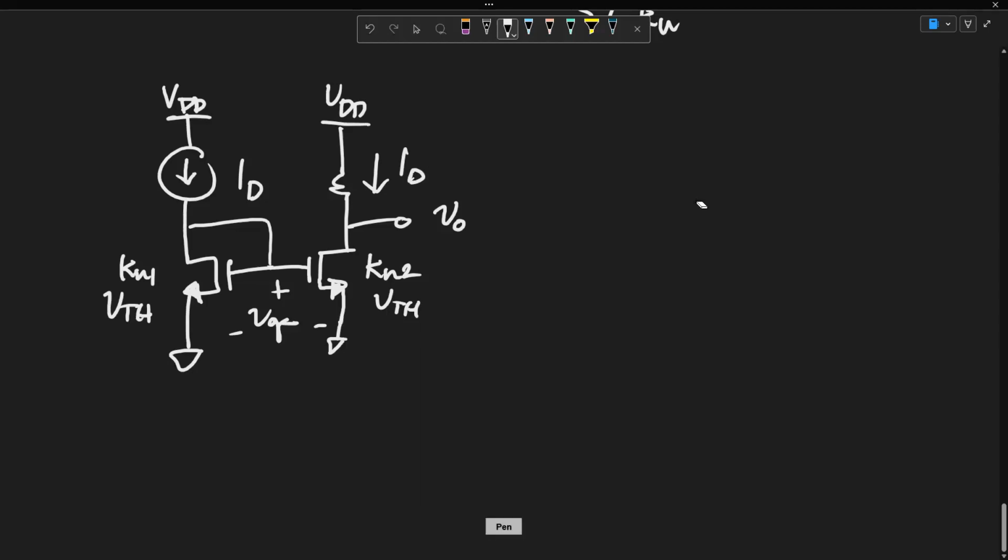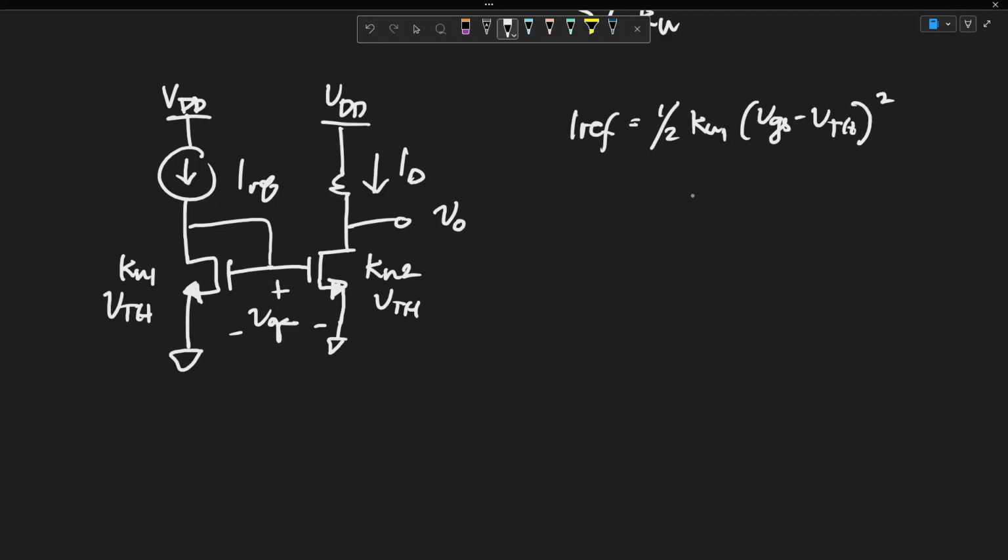Let's call this ID, and let's call this the reference current, no? So the reference current is 1/2 Kn1 (VGS minus VTH) squared, no? ID is 1/2 Kn2 (VGS minus VTH) squared, no?